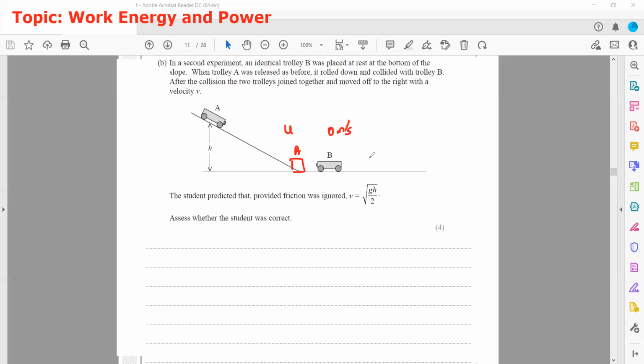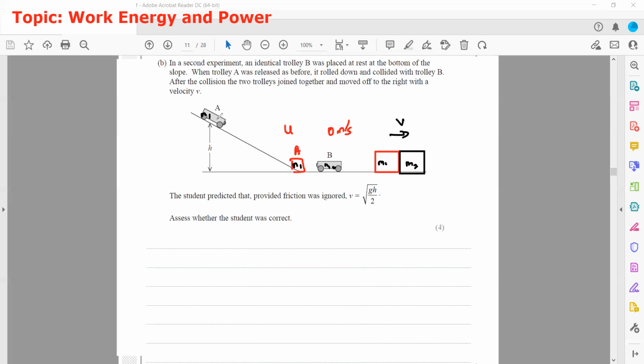But once A and B collide with each other, after the collision the two trolleys will stick together and move with the same velocity v. So if this is m2 and this one is m1, what we have to do first is find the initial velocity. We will use the conservation of momentum here: the momentum before collision will be equal to the momentum after collision.